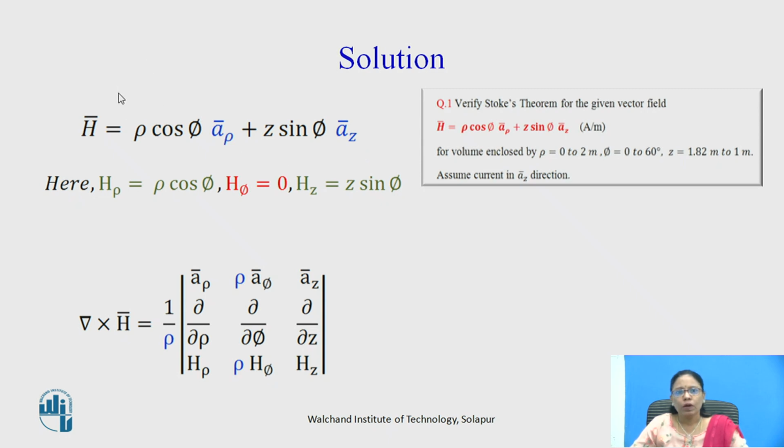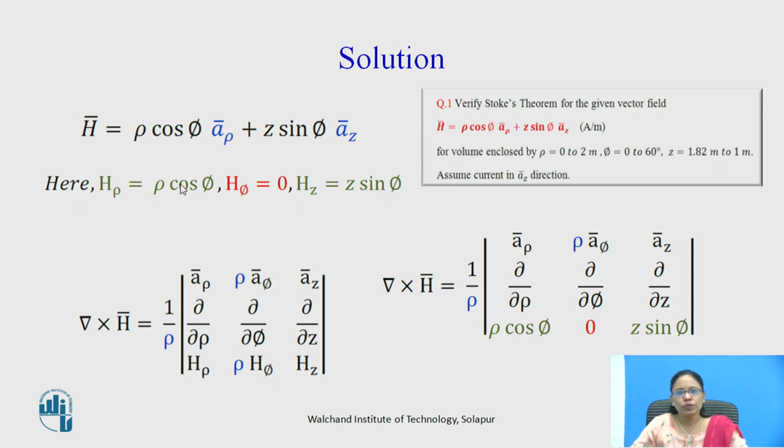Now in this curl equation, I need to put the values of H rho, H phi, H z. What is H rho, H phi, H z? That can be found out from the given equation. The part along with a rho bar is nothing but H rho. The part along with a z bar is nothing but H z. So here I can write H rho is rho cos phi and H z is z sin phi, and the H phi term is not given here, so it is 0.